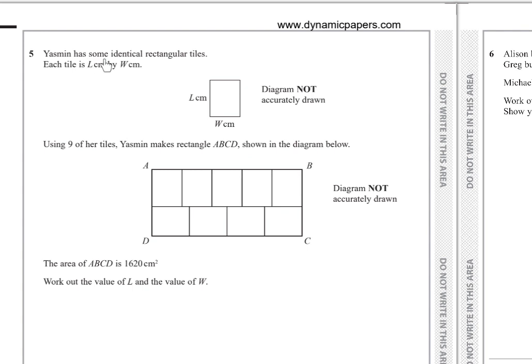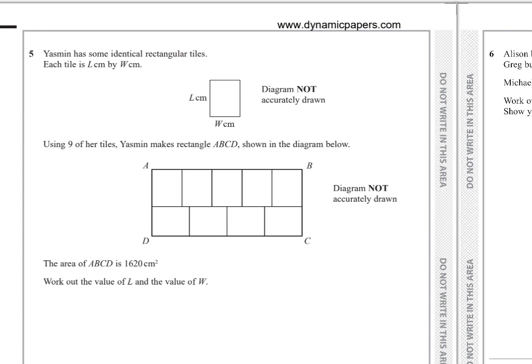Number 5, Yasmin has some identical rectangular tiles. Each tile is L centimeter by W centimeter. Using 9 of her tiles, Yasmin makes a rectangle ABCD, shown in the diagram below. The area of ABCD is 1620 centimeter square. Work out the value of L and the value of W. So this L and this W.